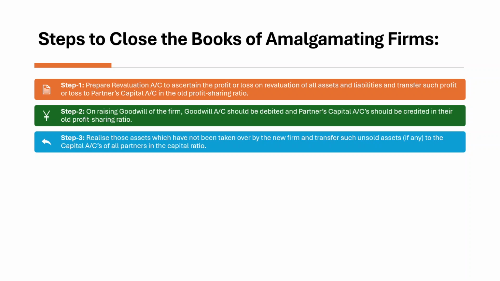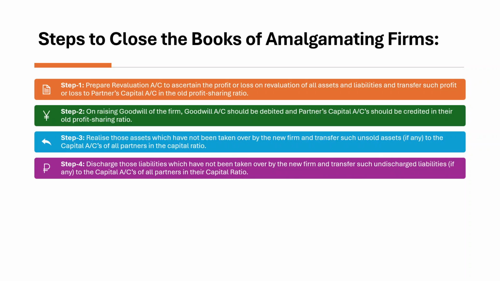The next step, number 3: realize those assets which have not been taken over by the new firm and transfer such unsold assets to the partners' capital accounts in the capital ratio. The assets which are not taken by the new firm, all those assets we have to transfer to the partners' capital accounts, and distribute amongst all the partners according to their capital sharing ratio, that is called the capital ratio. That is step number 3.